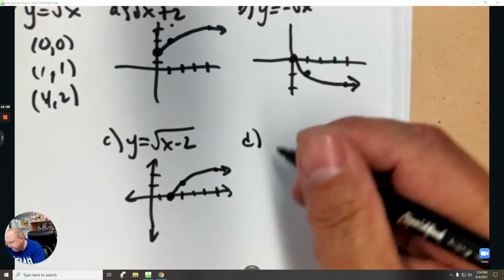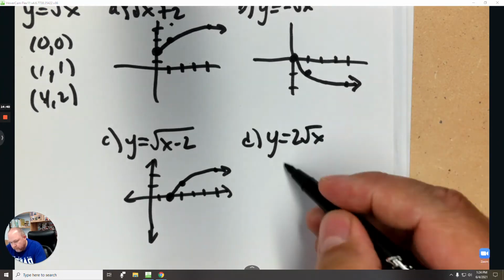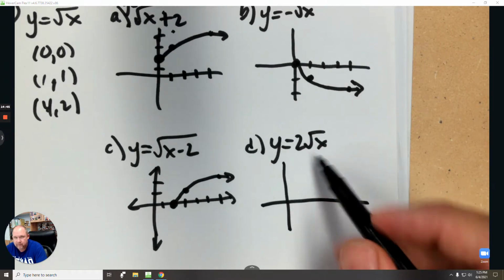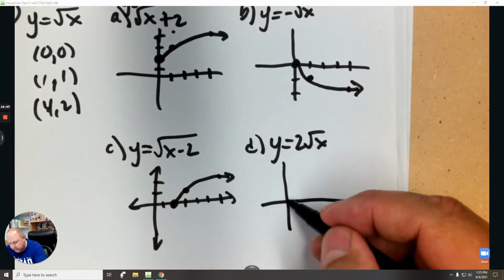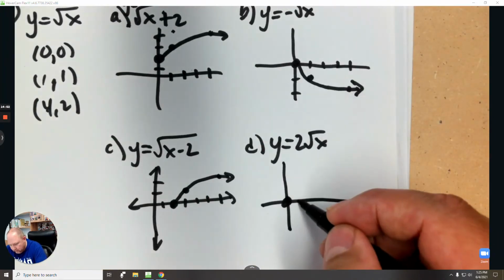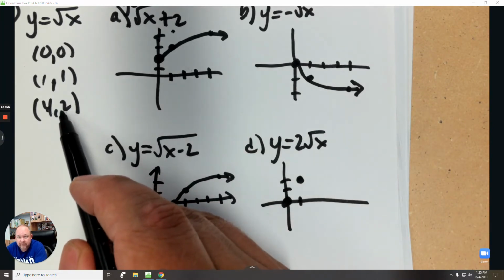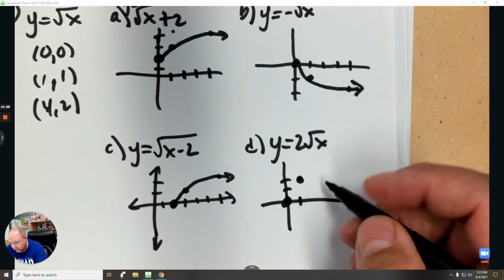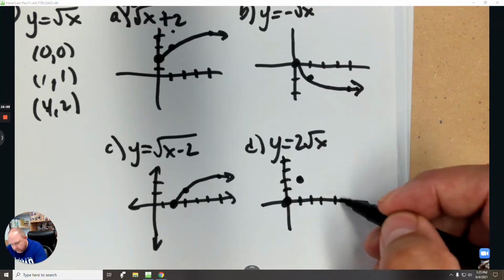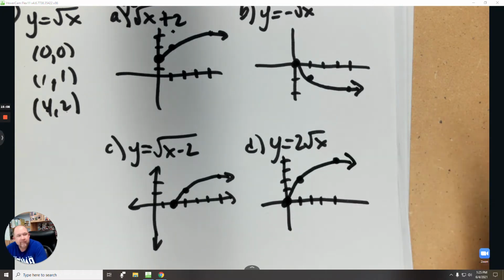Part D. Here's an example where the y-coordinate has been multiplied by 2. So 0 times 2 is still 0, 0. But the y-coordinate, 1 times 2 is 2. So I'm going to find 1, 2. And then again, you're going to take the y-coordinate times 2. So 2 times 2 is 4. So it's 4, 4. And that's what it looks like.